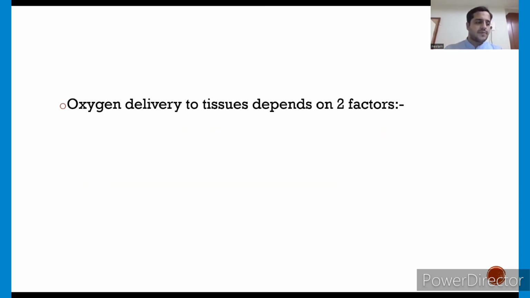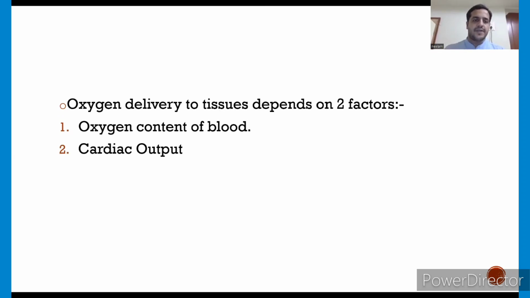As I said, the whole purpose of the cardiovascular system is to deliver oxygen to the tissues. How much oxygen is delivered to the tissues depends on two factors. First is the oxygen content of the blood, and second is the cardiac output. Putting it simply, it depends on two things: one, the output, how much blood is leaving the heart, and second, how much oxygen content is in the blood leaving the heart.